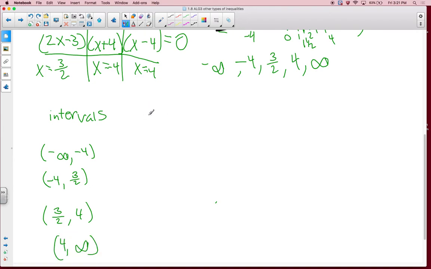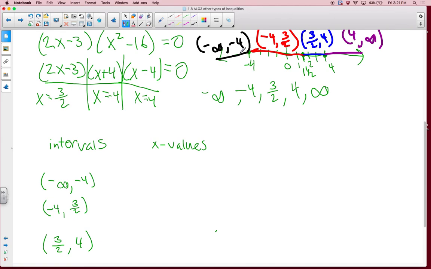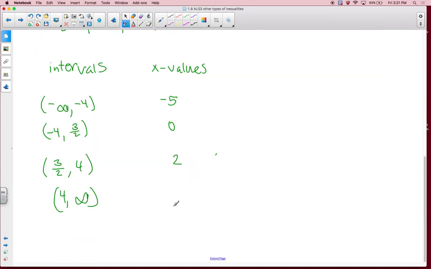Okay, so now we're going to choose x values to plug in. You can look at your number line if that's helpful. To the left, in this black region, we could pick negative 5. For negative 4 to 3 halves, in this red region, we could pick 0. From 1.5 to 4, we could pick 2. And from 4 to infinity, we can pick 5.